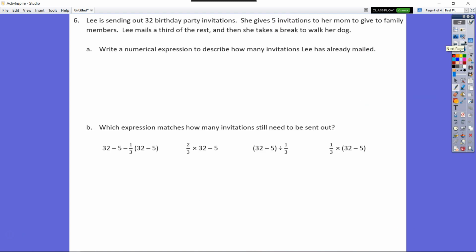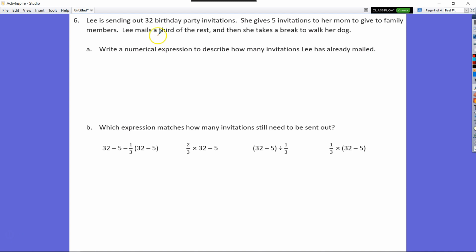Looking at this last problem, let's take a look at Lee. Lee is sending out 32 birthday invitations. She gives 5 invitations to her mom to give to family members. Lee mails a third of the rest. Okay, so she's mailing a third of the rest. And then she takes a break to walk her dog. So write a numerical expression to describe how many invitations Lee has already mailed out. So we want to see how many she mailed out.